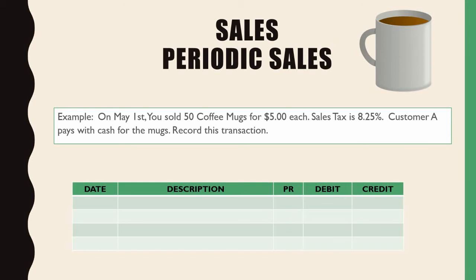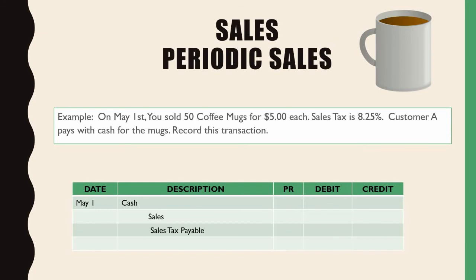How do I journalize this? I know you're going to debit cash. Good. So cash, and then we're going to do sales and sales tax payable. Correct. Yes. All right. Good. Now, what are going to be my amounts?